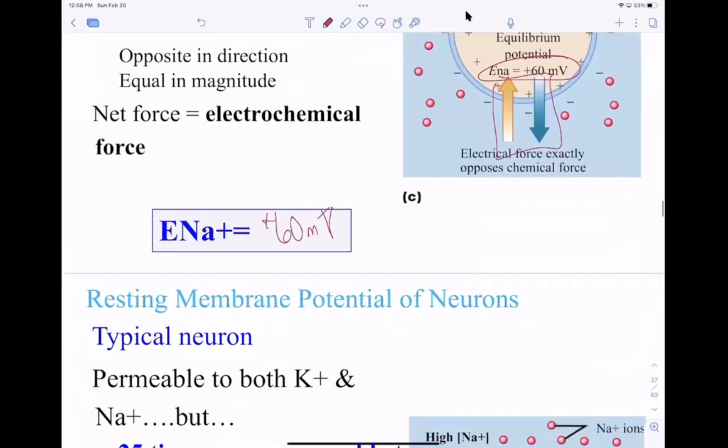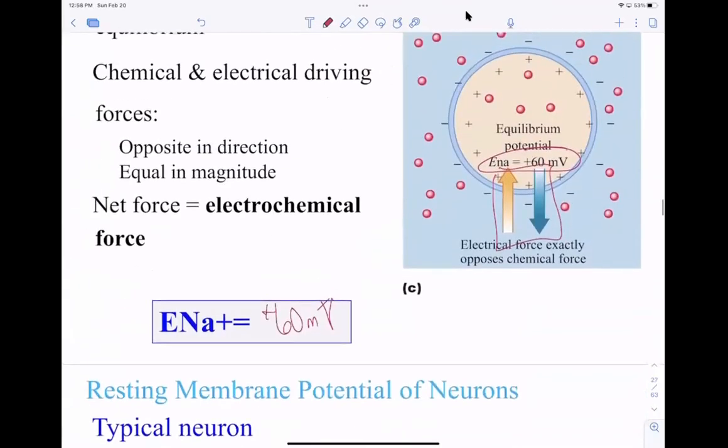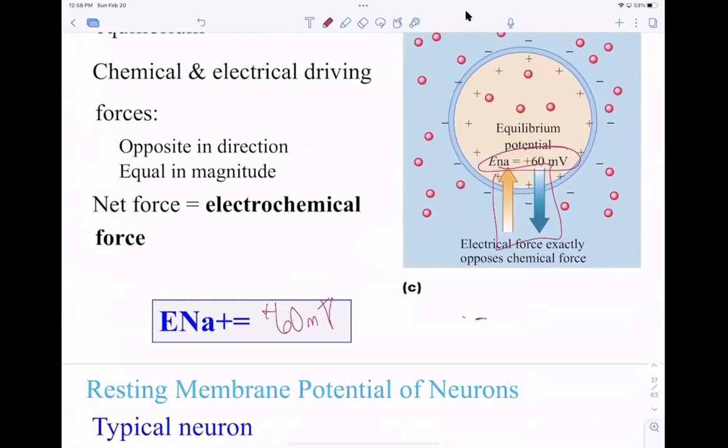And this is important because you need to understand this is 0 millivolts. And this would be positive 60 millivolts up here. And then that's negative 70 millivolts. And that's negative 94 millivolts. And I'll make it even a little bit more dramatic here.